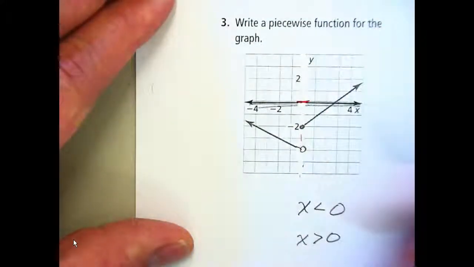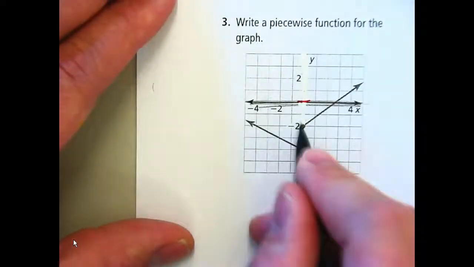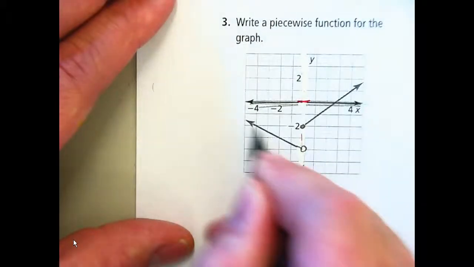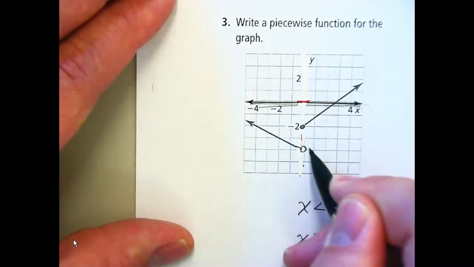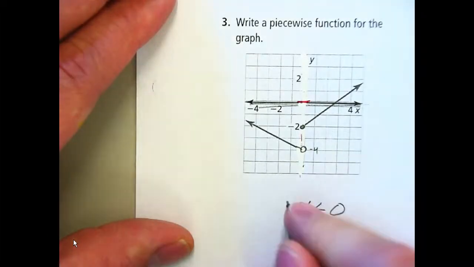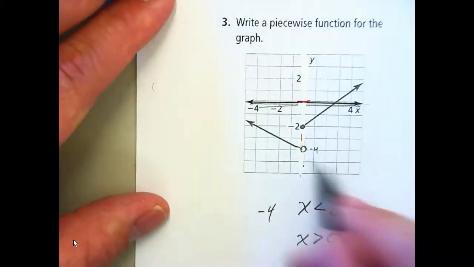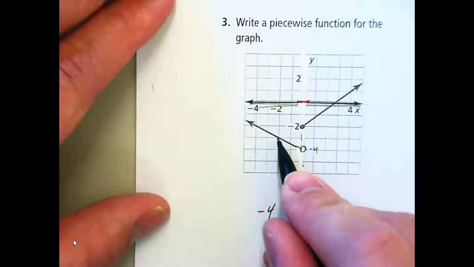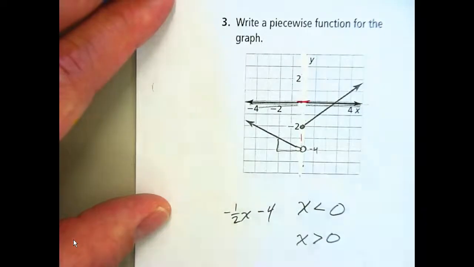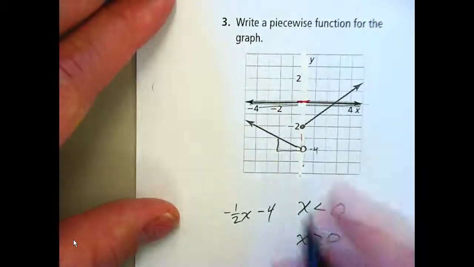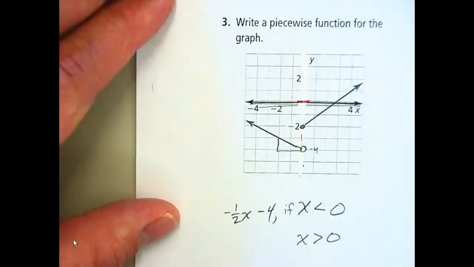Now, from there, these numbers represent where our y-axis was. So for this line, what's the y-intercept? Yeah, it's -4. This is -4 right here. Okay, that's our y-intercept. What's our slope? We go down 1 and over 2. So -1/2. Our rule is -1/2 x minus 4 if x is less than 0.